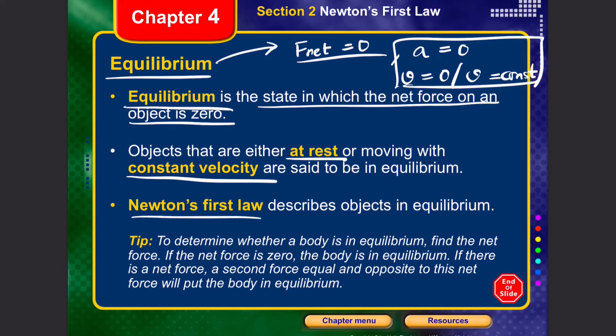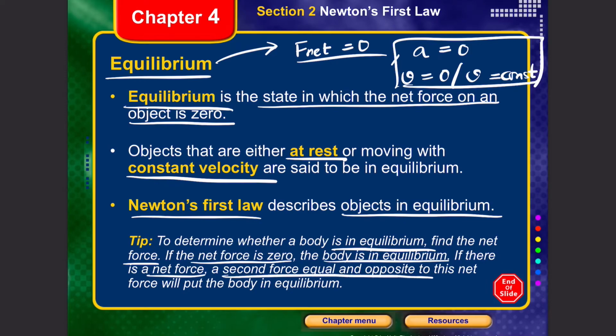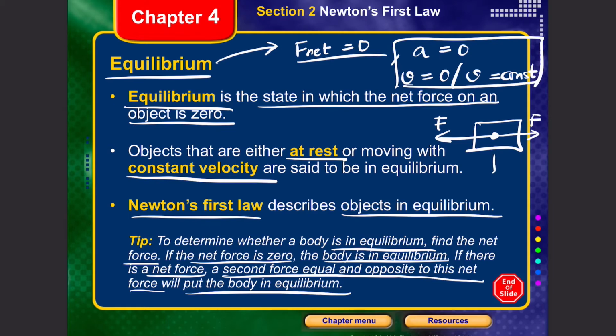Now, Newton's first law always tries to describe the objects in equilibrium. To determine whether a body is in equilibrium, we always try to find the net force. If the net force is zero, then the body is in equilibrium. If there is a net force, a second force equal and opposite to this net force will put the body in equilibrium. For example, let's say you have two friends who are fighting over a box of candies. If both of them apply the same amount of force on opposite sides, then also this body is said to be under equilibrium.